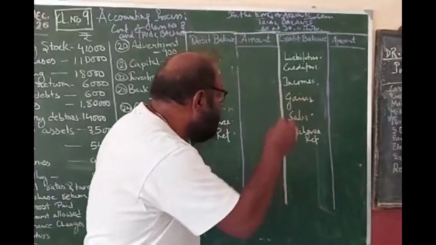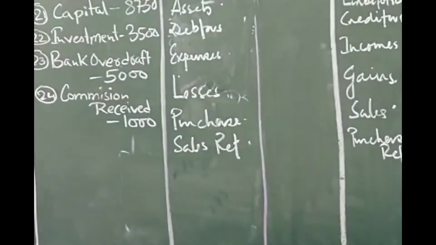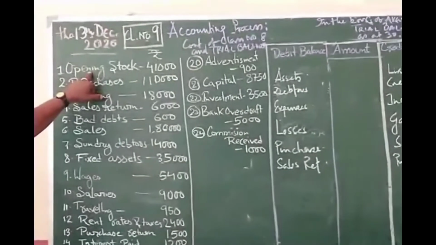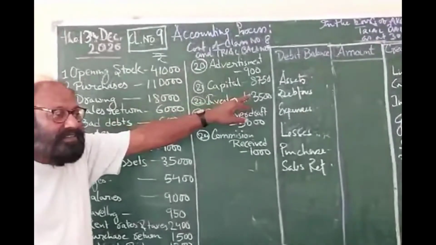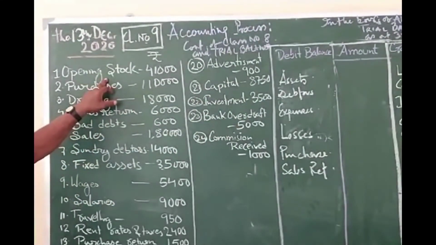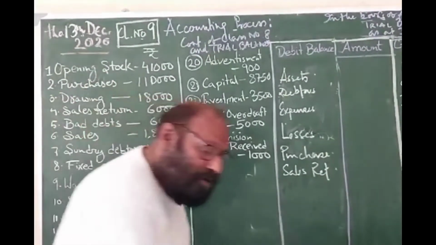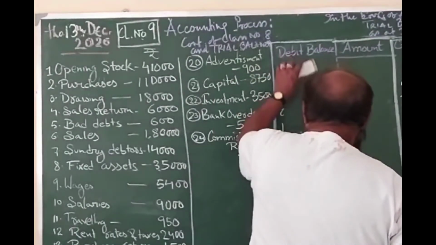Just follow this principle, friends, and you will get the problem solved. Now think, in this problem, what is it? Opening stock. Opening stock is your current assets. Assets are debit. So in which part should this be put? It should be put in the debit side. I am completing this problem.